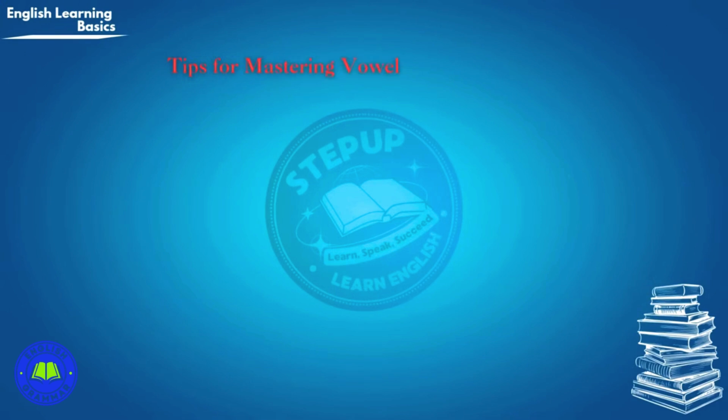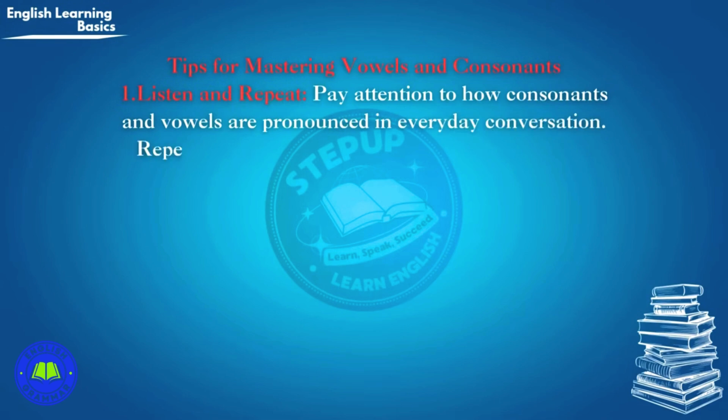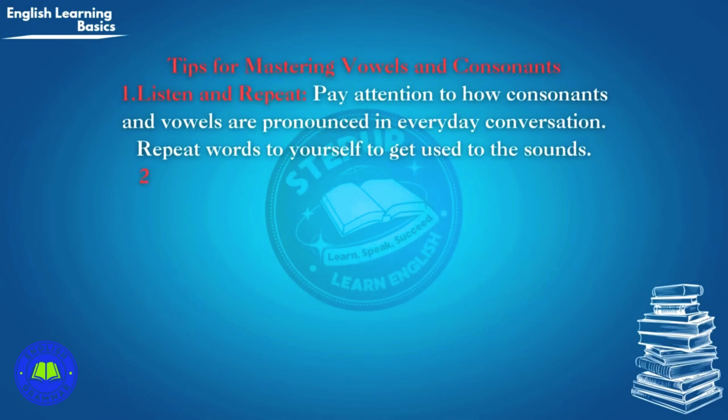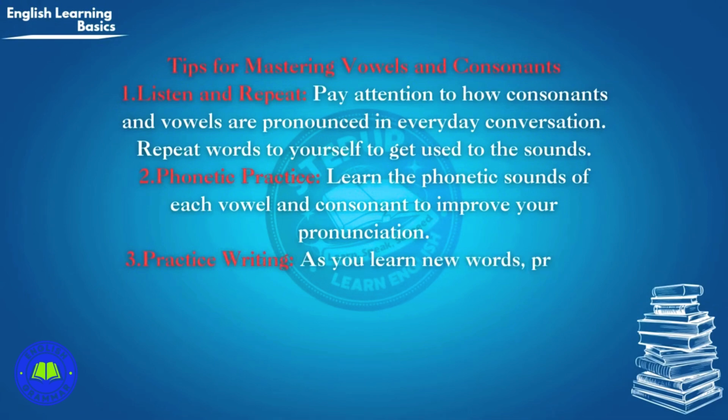Tips for mastering vowels and consonants. 1. Listen and repeat. Pay attention to how consonants and vowels are pronounced in everyday conversation. Repeat words to yourself to get used to the sounds. 2. Phonetic practice. Learn the phonetic sounds of each vowel and consonant to improve your pronunciation. 3. Practice writing. As you learn new words, practice writing them out while identifying whether the letters are vowels or consonants.